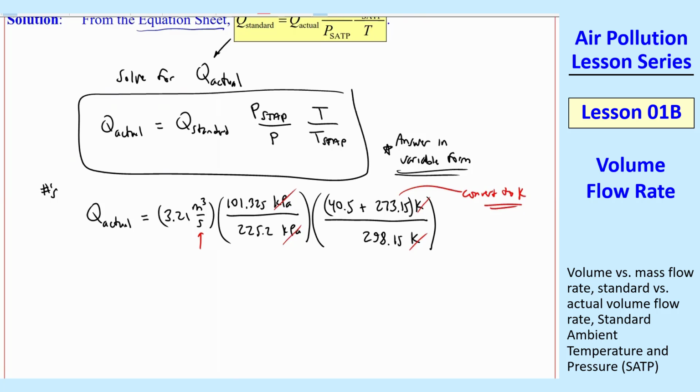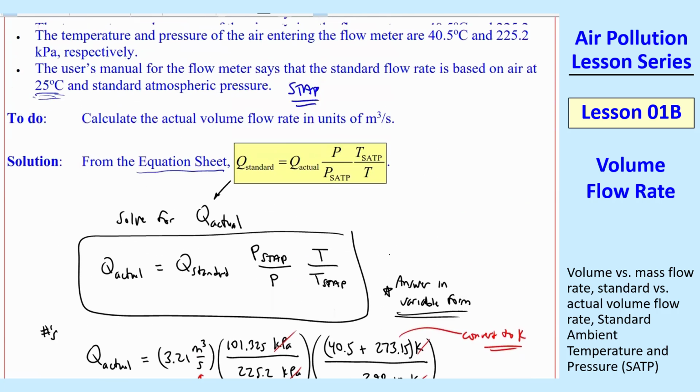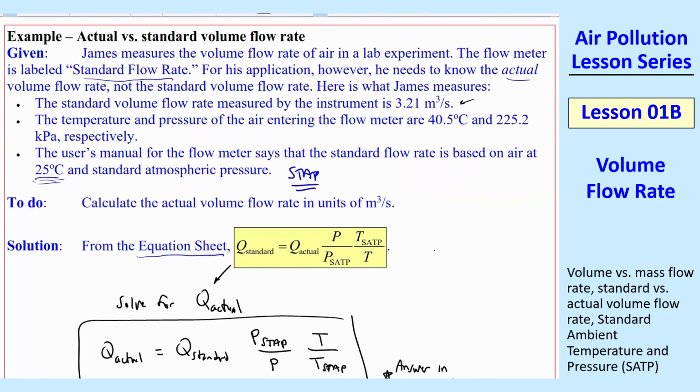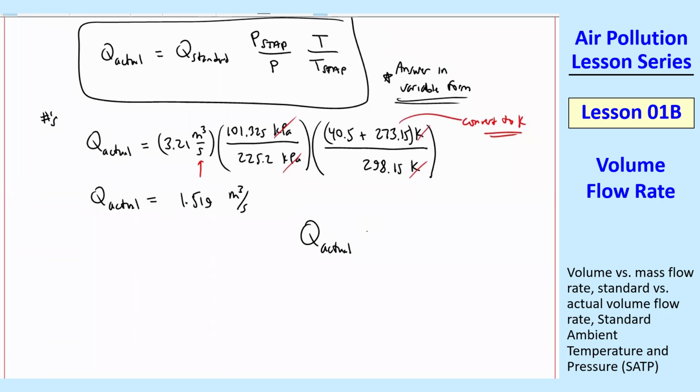And so when we plug into our calculator, we get Q actual equal 1.519 meter cube per second. And in general, in this course, and typically for engineering, you give your final answer to 3 digits. You can look at the actual amount of significant digits in each variable, and here I have 3 digits everywhere, so that's appropriate. So Q actual, my final answer would be 1.52 meter cube per second.